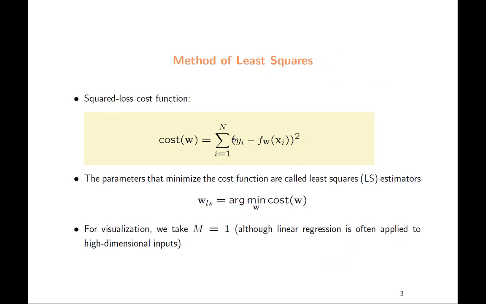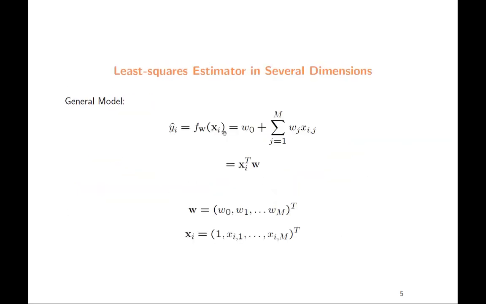The cost function here is the difference between the target and the prediction, and you take the square of this, so it's a positive number, and then you sum over all data points.